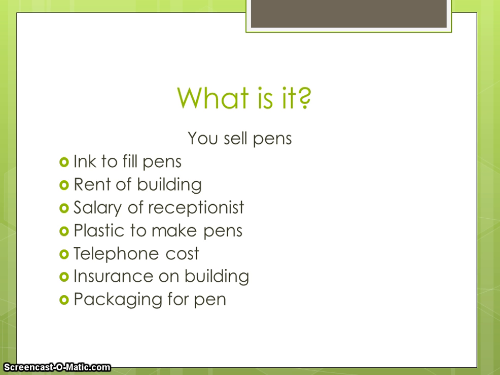Okay, so in this example, we sell pens. The actual ink that we use to make our pens is something we would consider a cost of good. It goes into making the pens. Our rent would not. It is an overhead. The salary of our receptionist, again, she doesn't work on the pens, so that would be an overhead. The plastic to make the pens, however, would be a cost of goods sold because that is a cost we're incurring to make the product we're selling. Our telephone and our insurance on the building would be considered overheads, but our packaging for the pen would be a cost of goods sold.